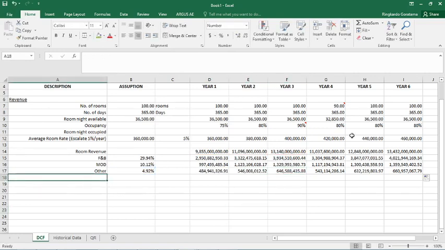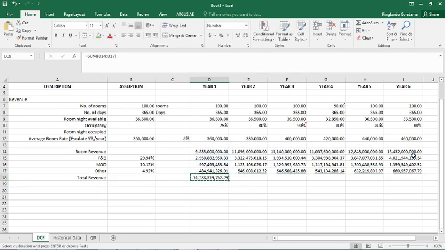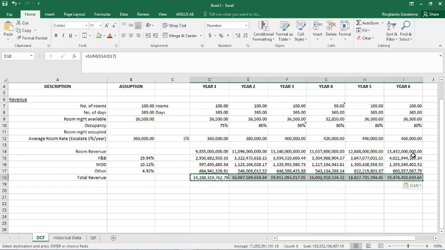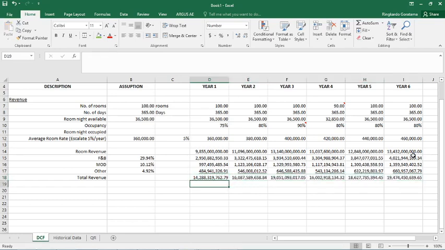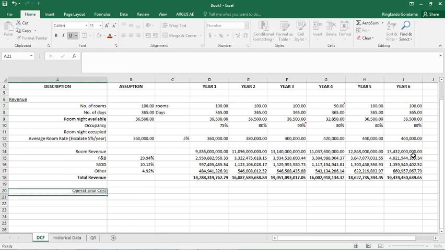So we got the total revenue is this. All right. And the next is the operational costs. Just put it on the left.